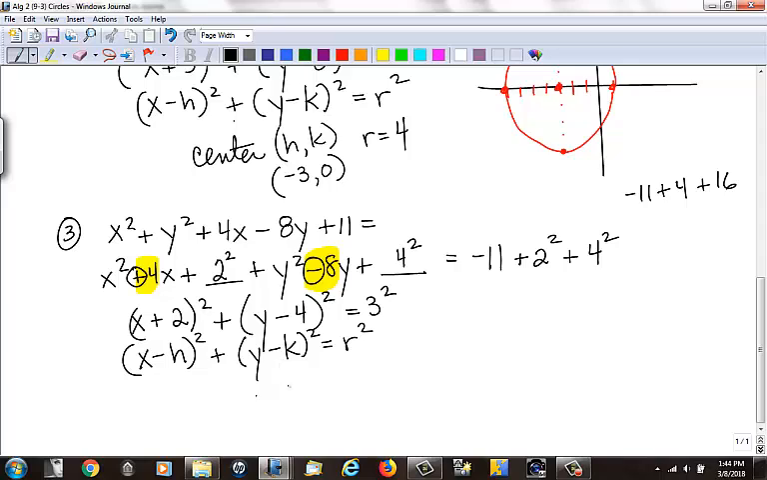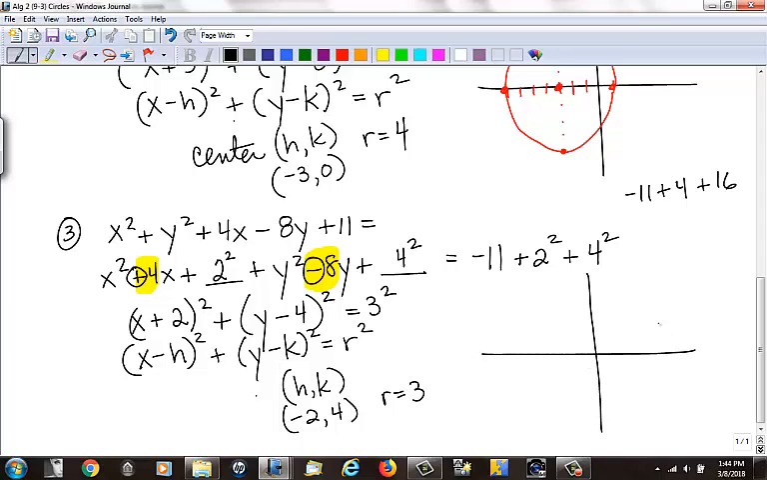Okay, so now my h, k, the center, is at -2, 4, and the radius is 3. Okay, so now sketch it. Negative 2, 4. So negative 2 to the left and up 4. Okay. And then radius of 3.